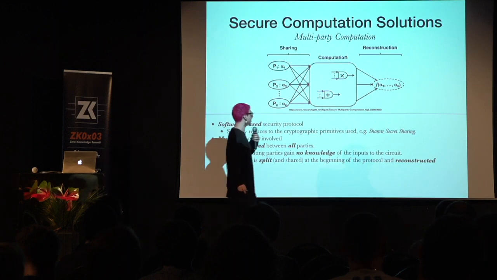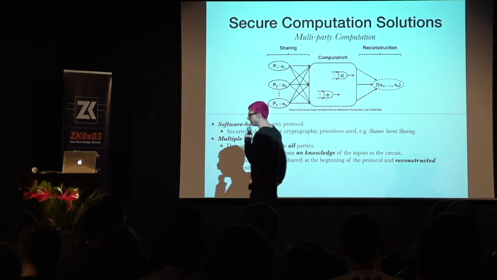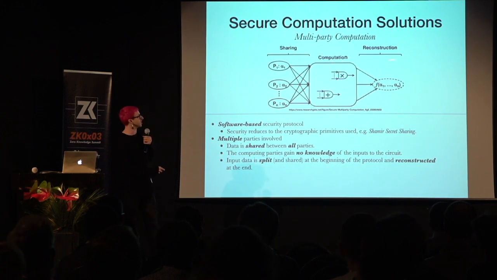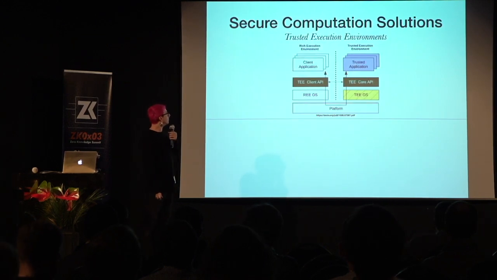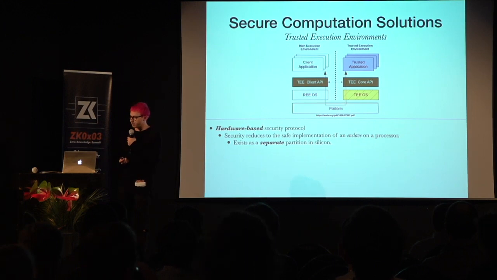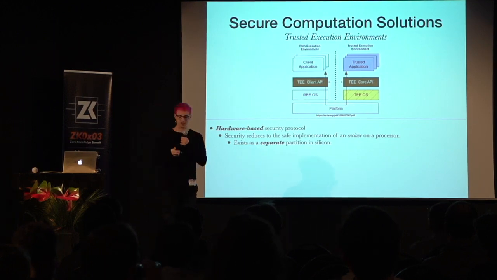And at this point in time, this is the only point when any data is actually leaked. So we're not leaking any data during the circuit computation, but whoever reconstructs the output of that circuit will actually learn some data. In a trusted execution environment situation, there exists hardware. It's a hardware-based security protocol, which essentially means that the security reduces to the safe implementation of an enclave, a specific dedicated part of a processor. It literally exists as just a separate, in quotes, secure partition in silicon.